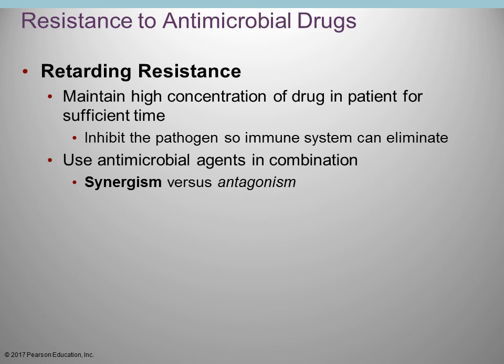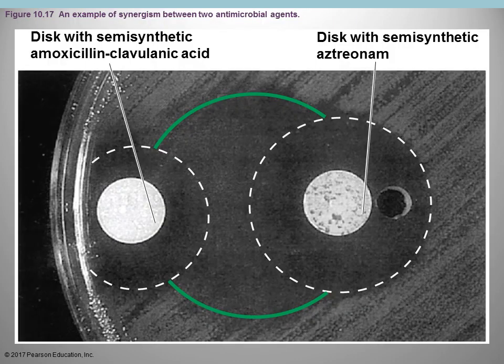How do you try to prevent this resistance from occurring? Try to maintain a high concentration of the drug in the patient for a sufficient amount of time. That inhibits the pathogen, basically trying to allow the immune system to work to get rid of it. And sometimes you're going to use multiple drugs in combination. This is shown here where you've got the 2 discs. You can see the zones of inhibition, and you can see where the two diffuse together in the center. They're working together in a synergistic fashion, and so it's much better. So use both drugs together.